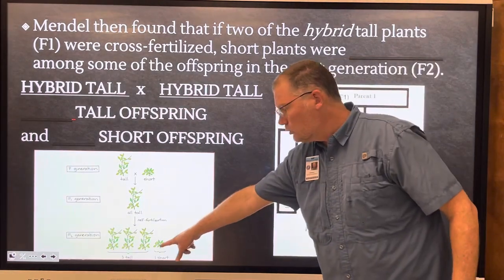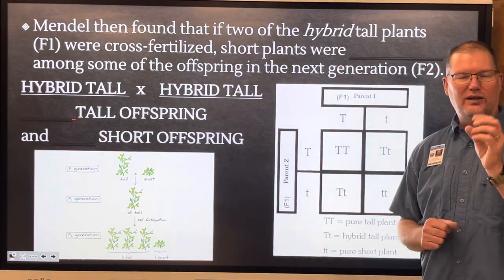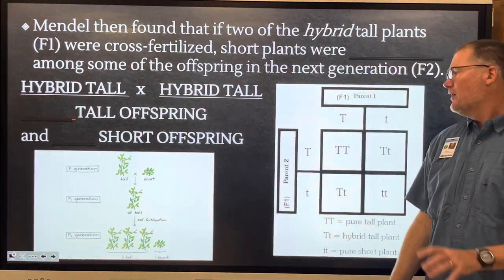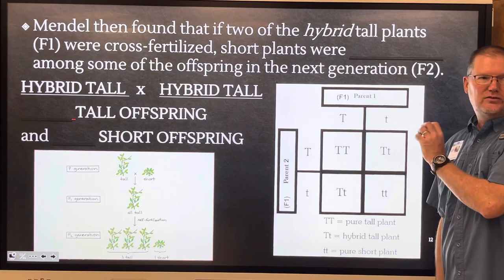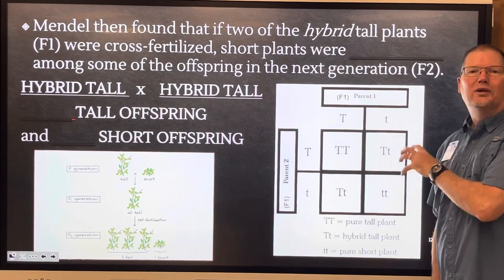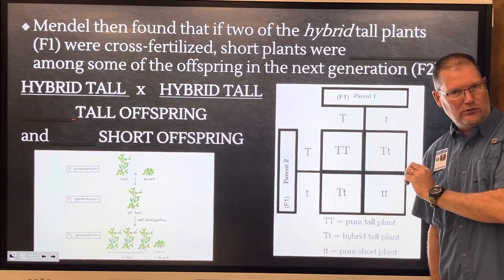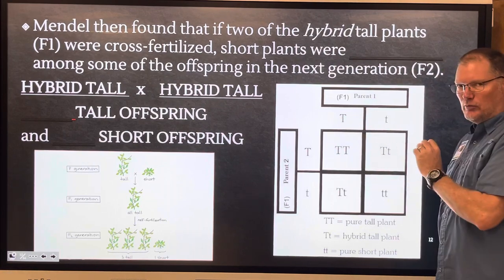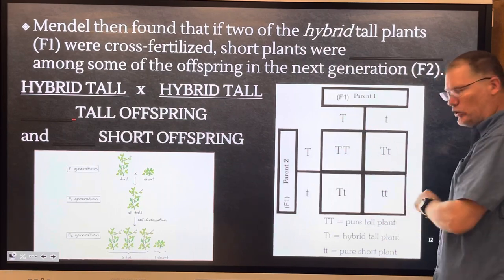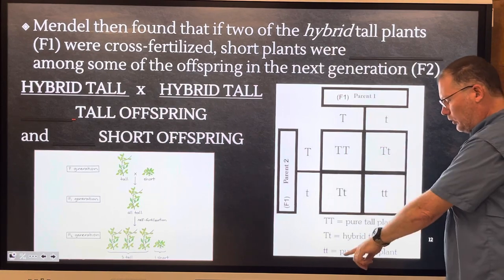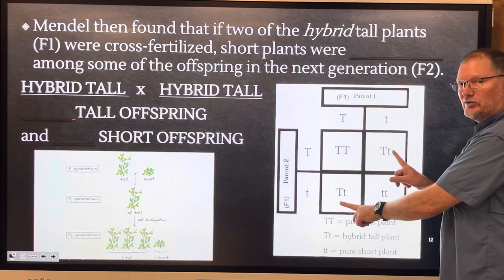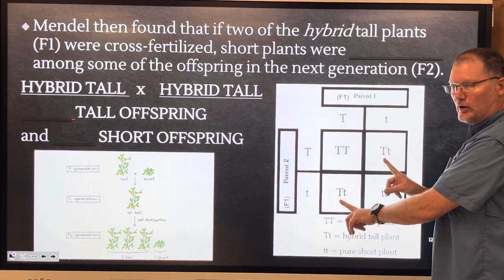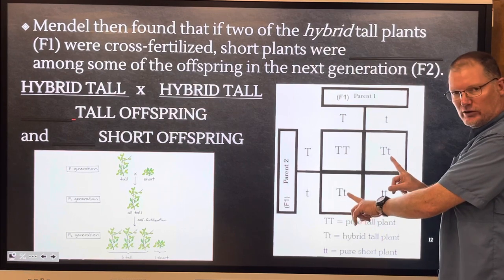So a quarter, not one out of four, it's not like you have four babies and this is what they're going to look like. No. Remember, this is the probability. This is the chance that you will have this number of offspring with these traits. So by chance, a quarter of them will be pure tall. A quarter of them will be pure short, and 50% of them, it's a question right off of your final exam, guys, okay? 50% of them will be hybrids, but tall.